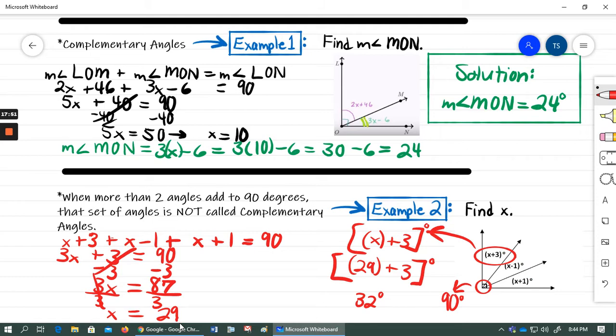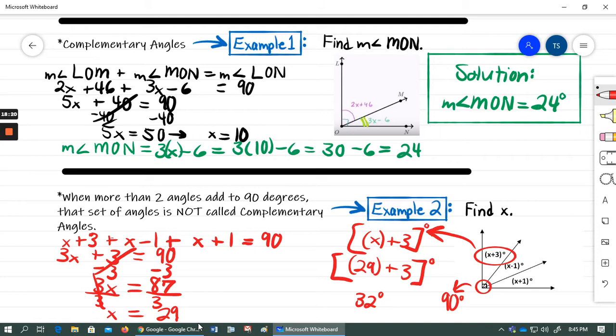If we were going to plug that in to figure out what those angle measurements are, like this angle here would be equal to 32 degrees, then we will put the degree symbol if we were actually talking about the measure of one of those angles. But we're not talking about the measure of one of those angles when we just say x. When we say x, we're just talking about the value of that variable x, which is 29. But that's not the measure of any of these angles. That's just the value of x, okay?